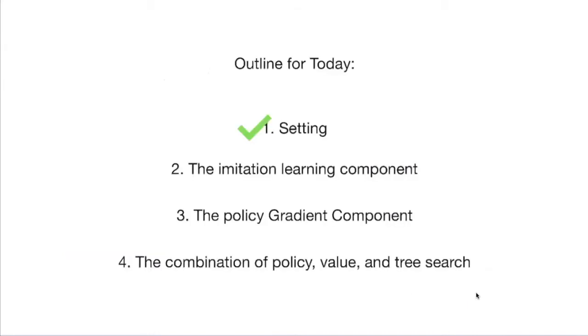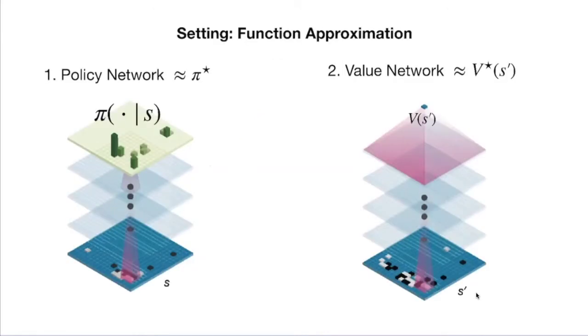Okay, great. That is the setting. Any questions about the setting? We just very quickly talked about the two-player Markov game, and also the policy parameterization and the value network parameterization.